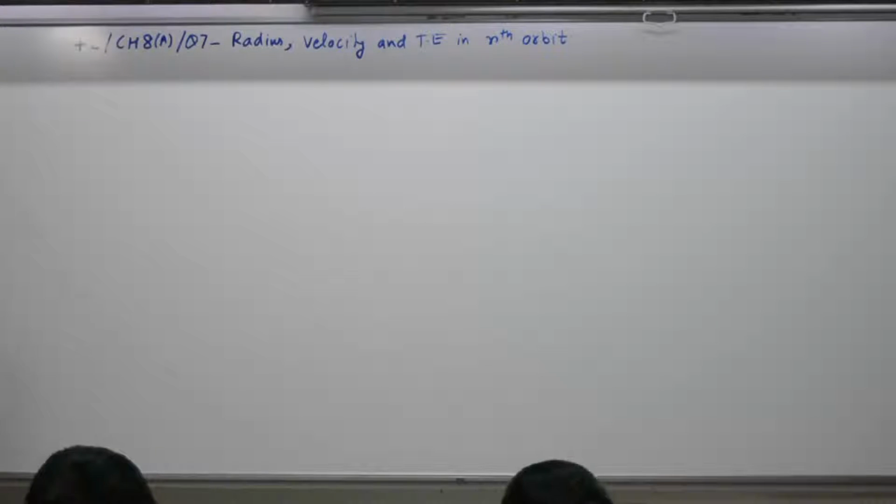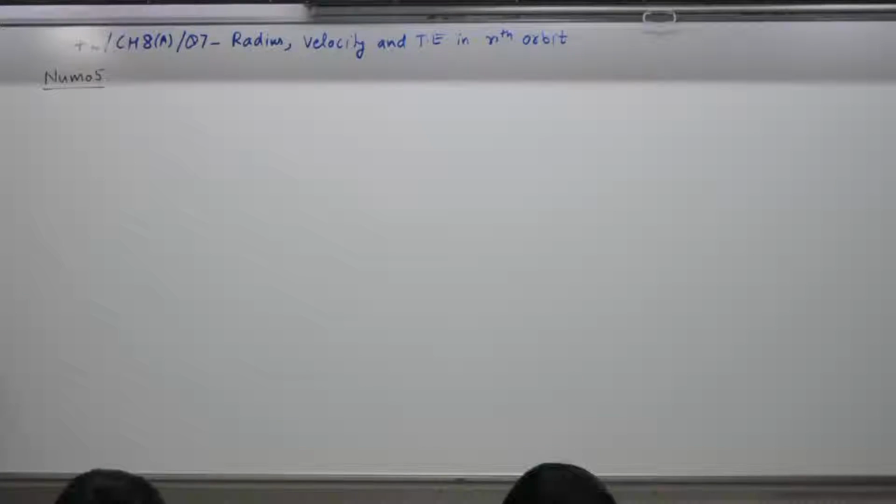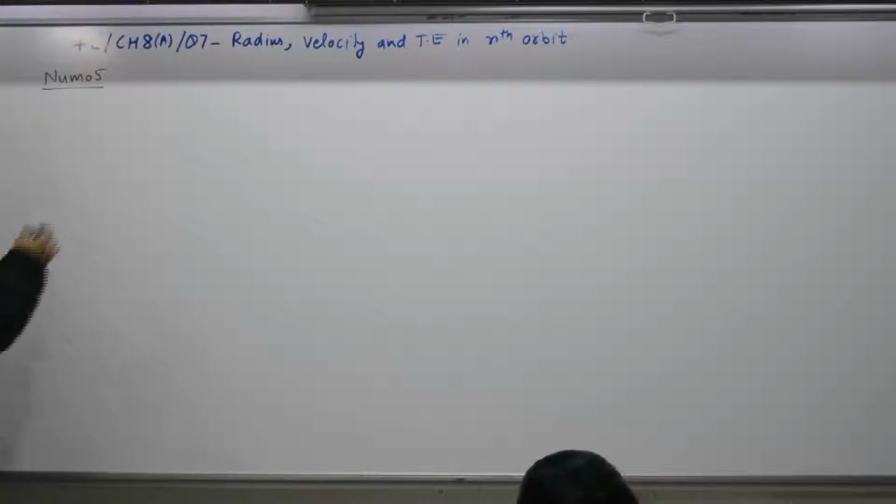Numerical number 5 is: at what speed must an electron revolve around the nucleus of hydrogen atom so that it may not be pulled into the nucleus by electrostatic attraction? Mass of the electron given 9.1 into 10 power minus 31 kg. The radius of the orbit 0.5 into 10 power minus 10 meter, and e is equal to 1.6 into 10 power minus 19. Write what is given.